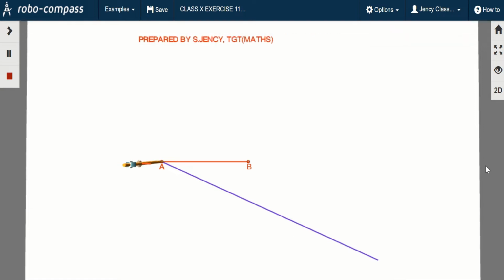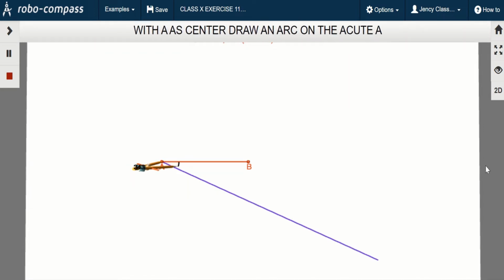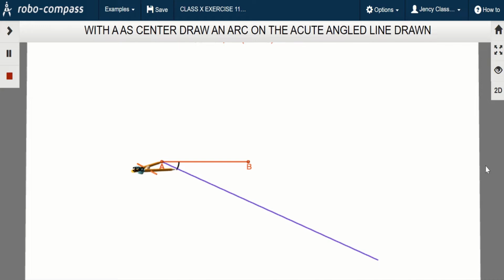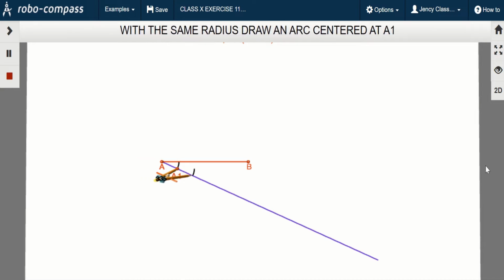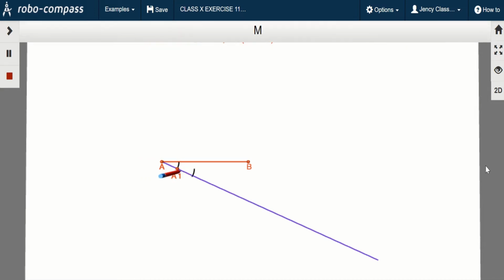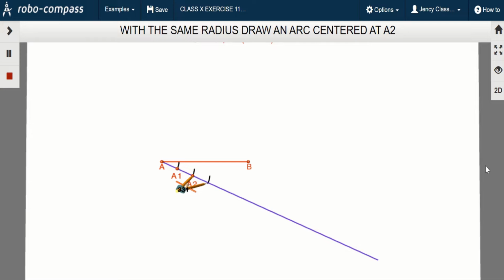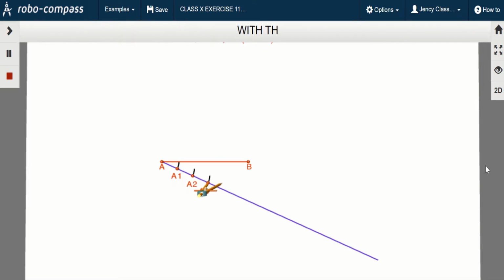Right? Next, from the compass, keeping A as center, I am going to draw an arc on the line, and I am going to mark that as A1. Without changing the radius, I am keeping A1 as center and drawing another arc. I am going to mark that as A2. Again the same procedure. From A2, without changing the radius, A3 I am drawing. Likewise, we have to draw till A13.